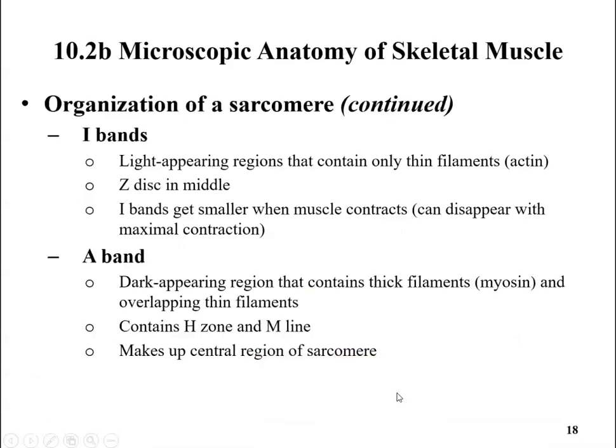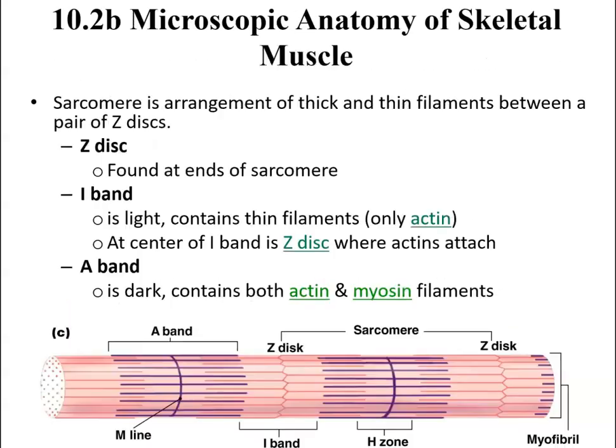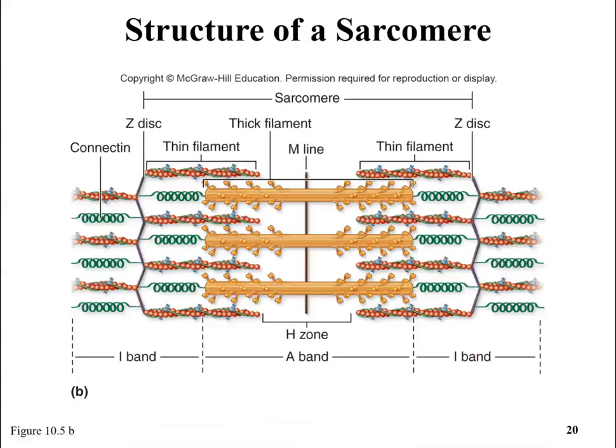And then down the middle of that is going to be the M line, which is the middle of the H zone, and it's a protein meshwork structure, and it's the attachment site for thick filaments. So basically you have an M line where the thick filaments attach, and you have Z discs where the thin filaments attach. And as you'll see shortly, the thick filaments pull the thin filaments inwards during muscle contraction.